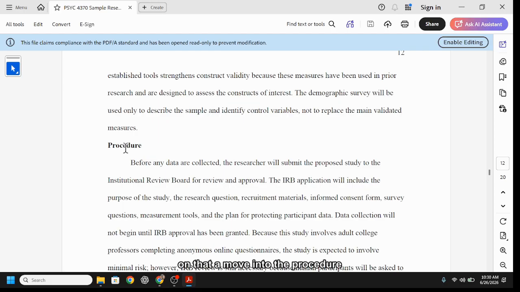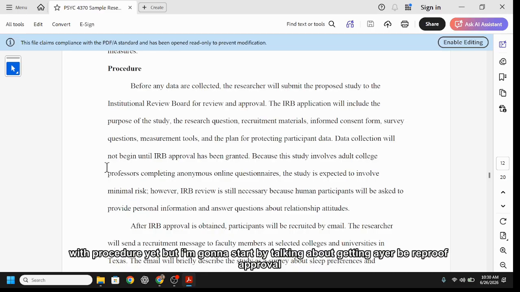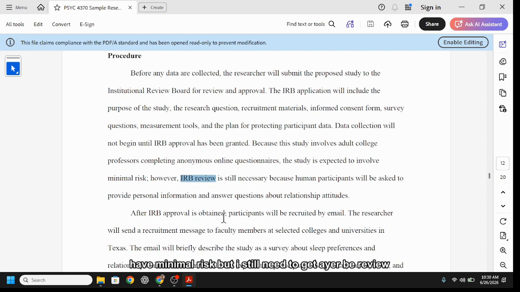Then I move into the procedure. This is going to be a new section for you to write. We haven't done anything with procedure yet, but I'm going to start by talking about getting IRB approval, because I need IRB approval before I can begin to collect any data. I talk about how I expect this to be of minimal risk, but I still need to get IRB review.